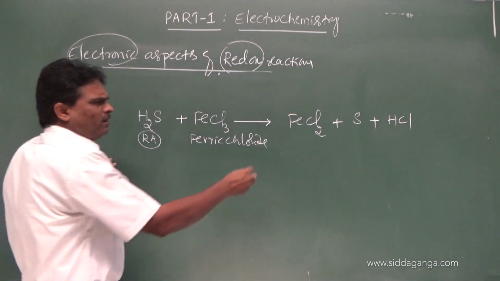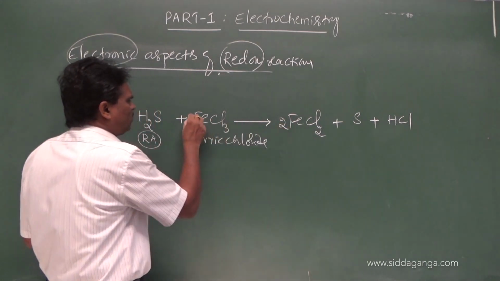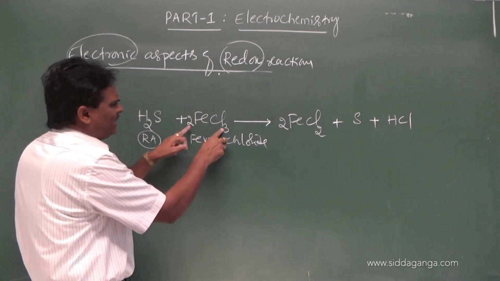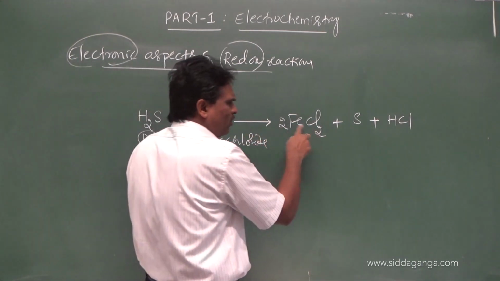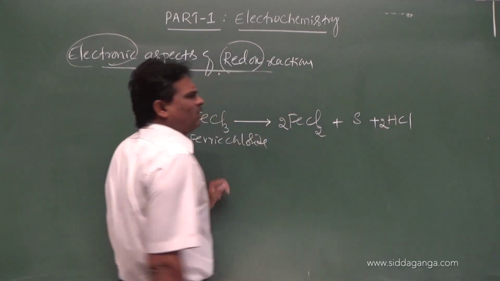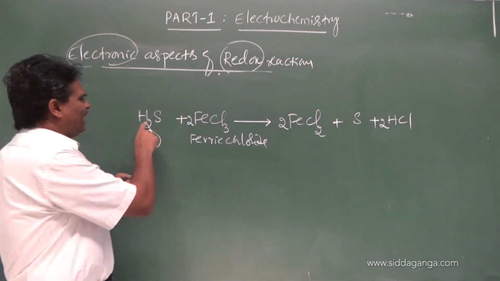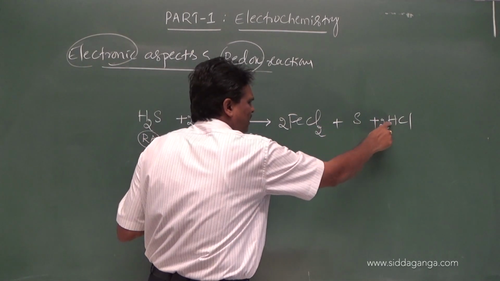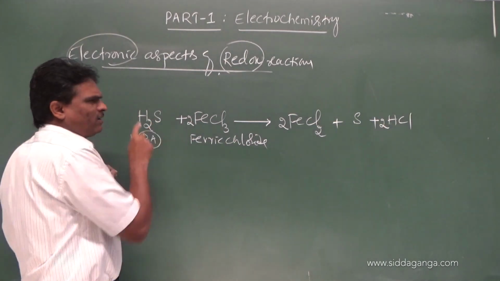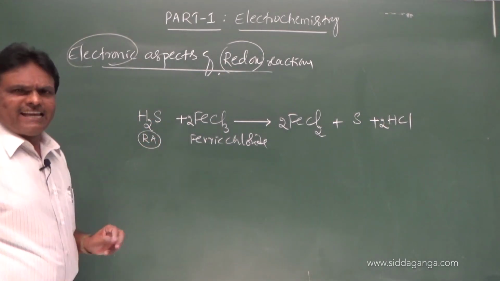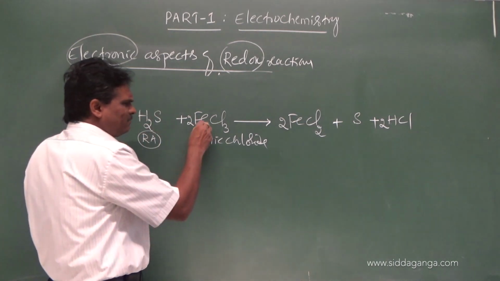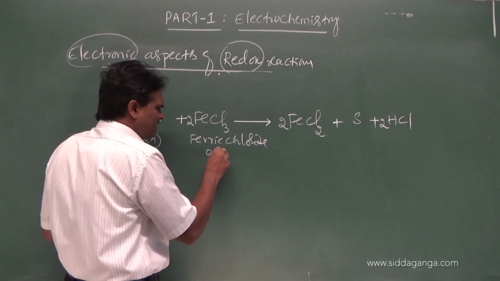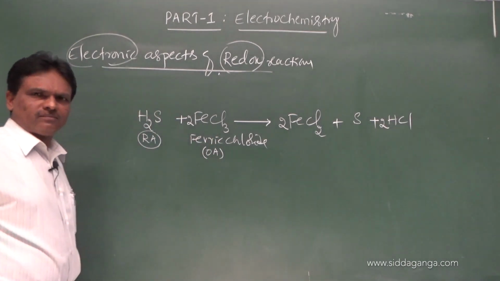So here, 2FeCl3, 2 into 3, 6 chlorine atoms are on the left side. Therefore on the right, 4 chlorine atoms plus 2 chlorine atoms, totally 6. Hydrogen: 2 here, 2 there, and sulfur 1. So in this reaction, hydrogen sulfide is a reducing agent, and ferric chloride is an oxidizing agent.